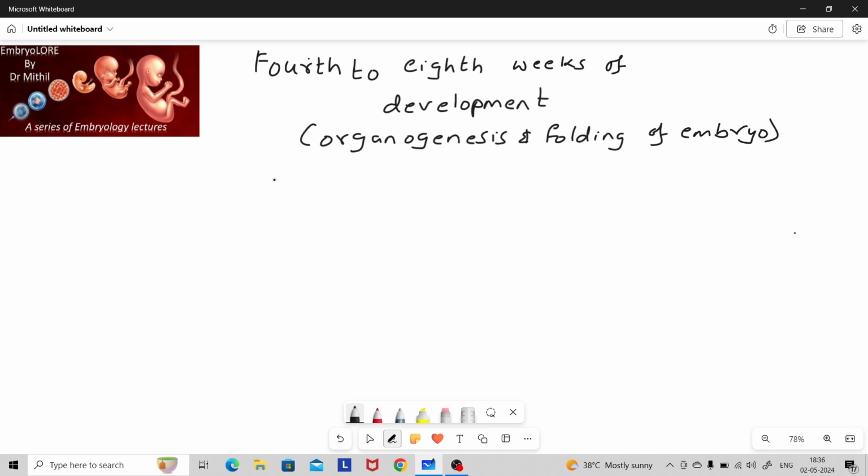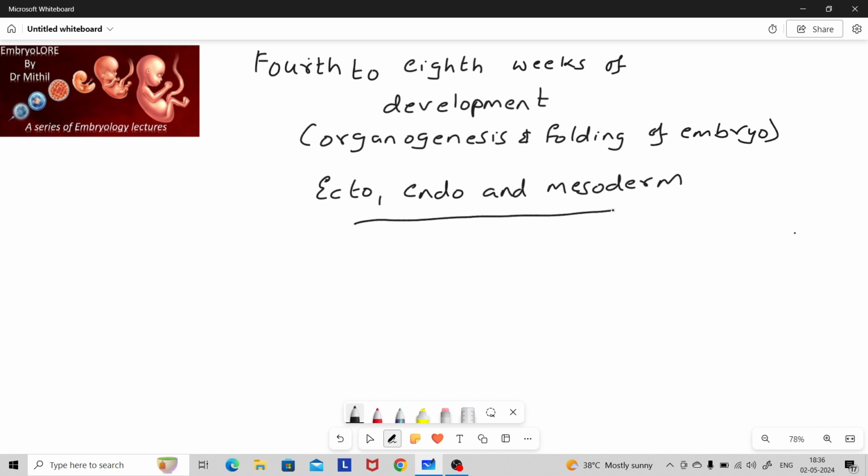Before that, let us have a revision of the three germ layers. From superficial to deep, they are the ectoderm, endoderm, and then the mesoderm. So these are the three germ layers from outside to inside, or superficial to deep. All the tissues and organs essentially come from these three layers only.